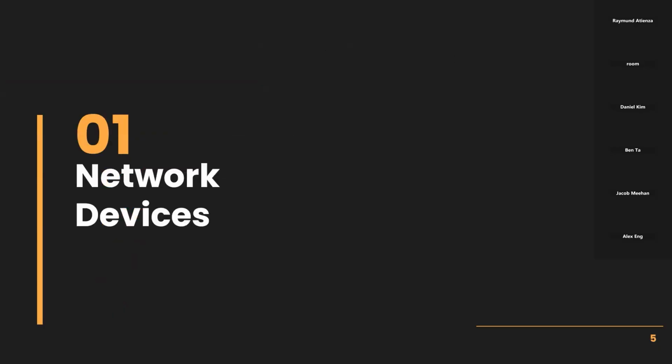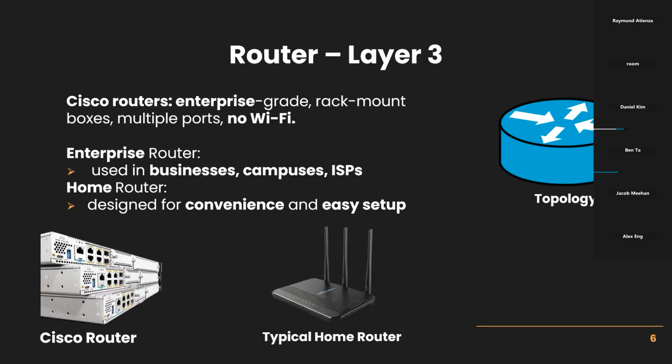So we're going to start with network devices. First I'm going to start with a router. The Cisco routers I'll be referring to throughout this are the enterprise routers, like these white ones over here, and not your typical home routers. They're rack mounted, and they have no Wi-Fi in the sense that you can't just open your phone and connect to them right away.